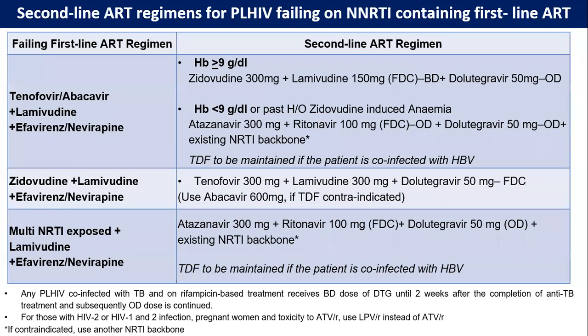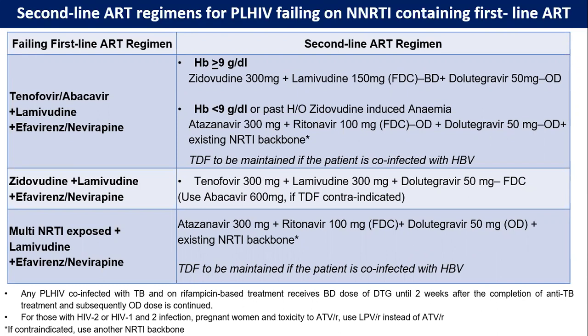Now, second line ART regimen for PLHIV failing on an NRTI containing first line ART. So the first line is tenofovir, lamivudine, abacavir, efavirenz, or nevirapine. Now, if hemoglobin is more than 9 gram per dL, then zidovudine, lamivudine, and dolutegravir are to be given. If hemoglobin is less than 9 gram per dL or there is a past history of zidovudine-induced anemia, then we go for atazanavir, ritonavir, and dolutegravir. Both are OD.